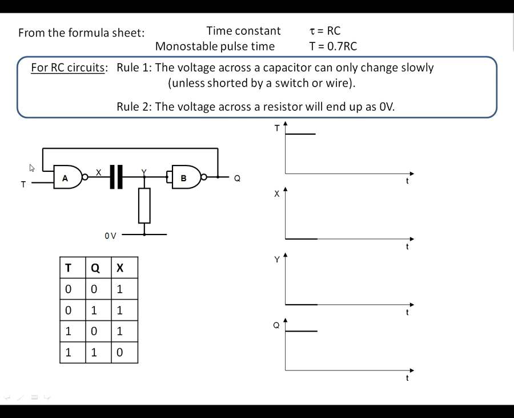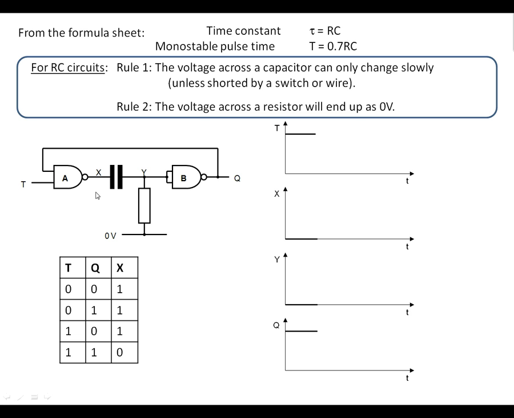Now to start with, we're going to assume that T is high. We're going to assume, because of rule 2, that the voltage across the resistor will end up 0 volts. So that's 0 volts going into this NAND gate with both inputs connected together. Then Q is going to be high. T is high, Q is high, X is low. And you can see that from the truth table.